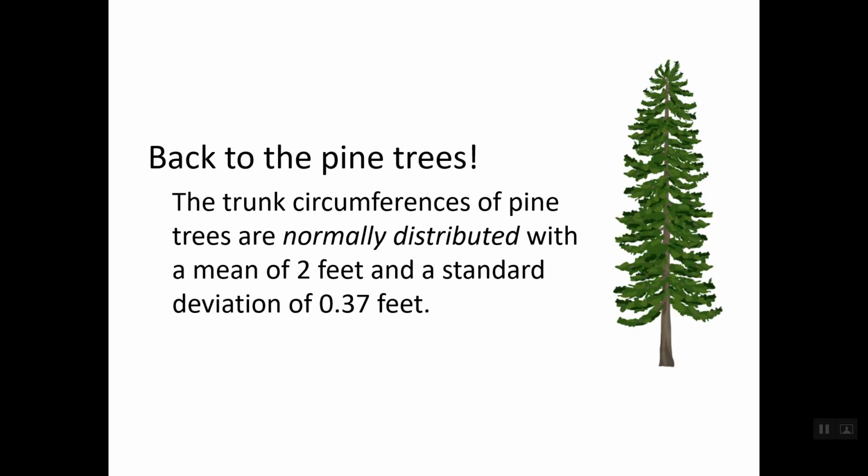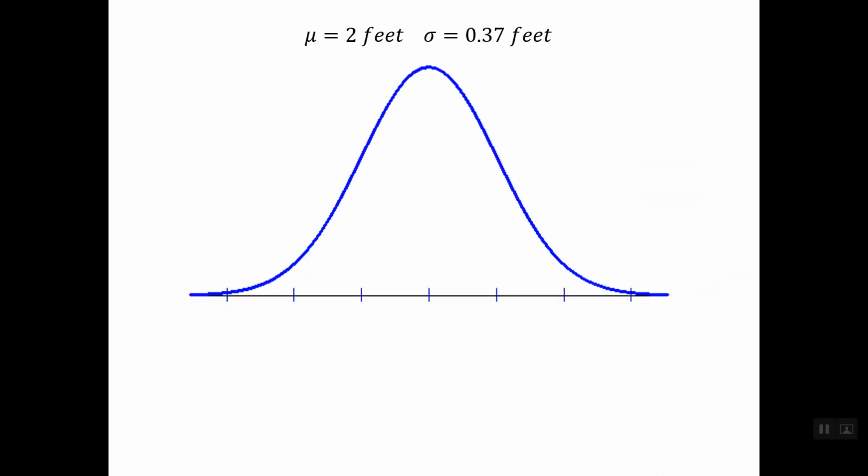So let's go back to the pine trees that we've had previously in this lesson, and let me give you a little bit more information about them. The trunks of pine trees are normally distributed with a mean of 2 feet and a standard deviation of 0.37 feet. So as I read this, when I see normally distributed, I'm automatically thinking the bell curve. So I have one here. At the top, I placed our mean of 2 feet and our standard deviation of 0.37 feet, as stated on the previous slide. Now I'm going to take a moment to label this curve.